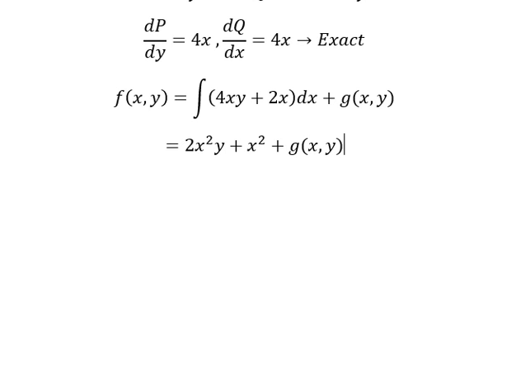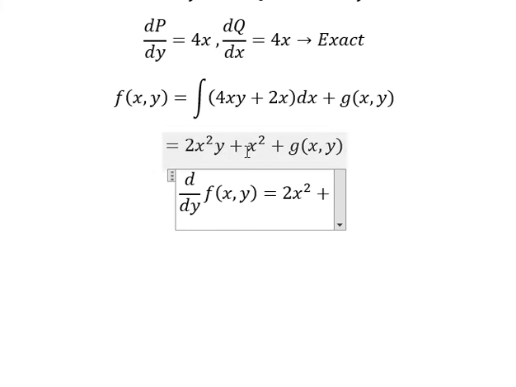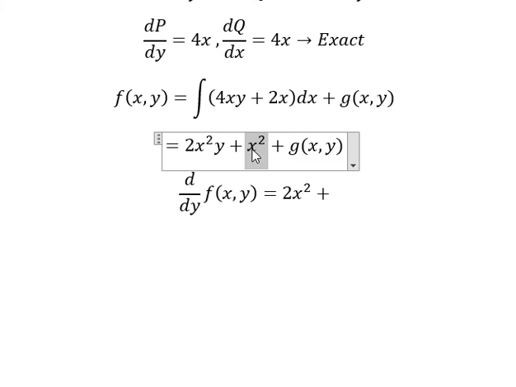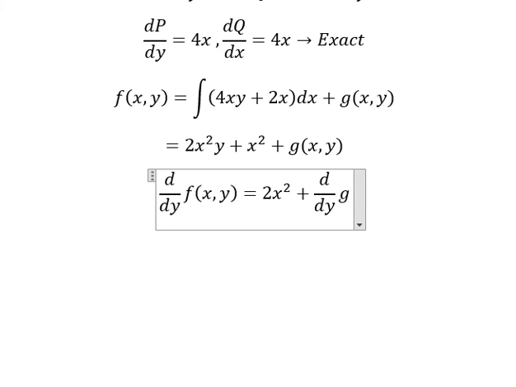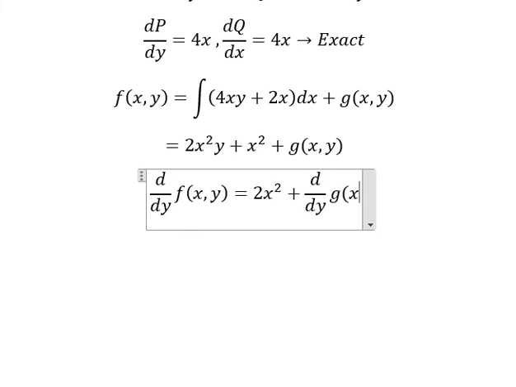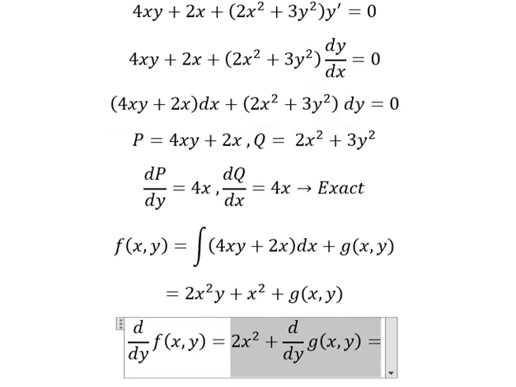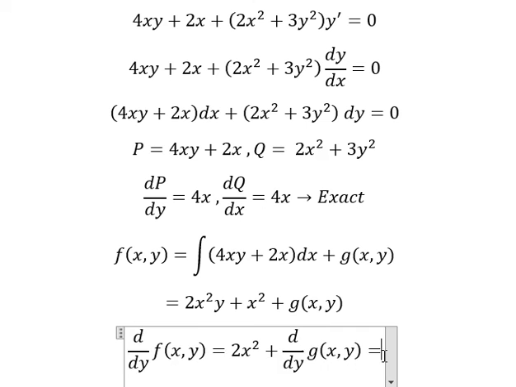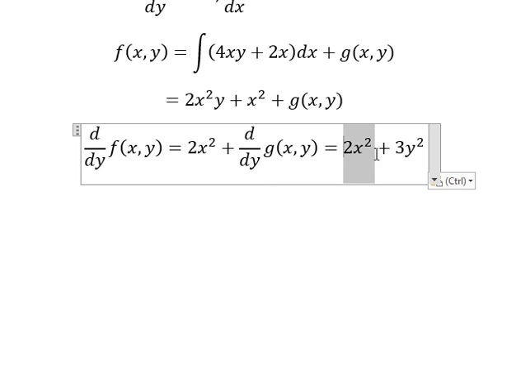Now we need to do first the derivative of f with respect to y for both sides. This one we have number 1. This one we don't have y, so you got number 0. And this one we have d over dy. And we know that this one equals to this one. And now we need to simplify for both sides.